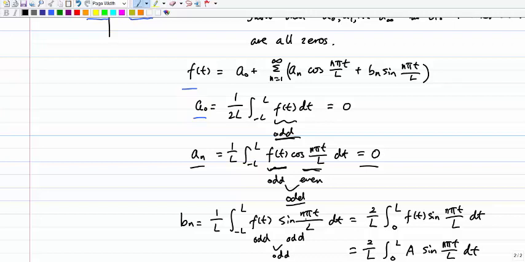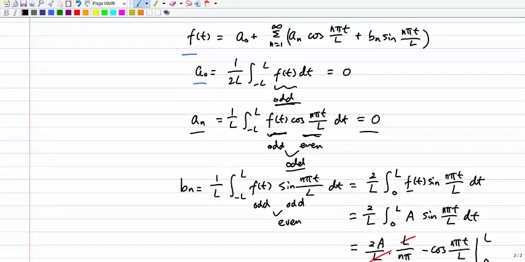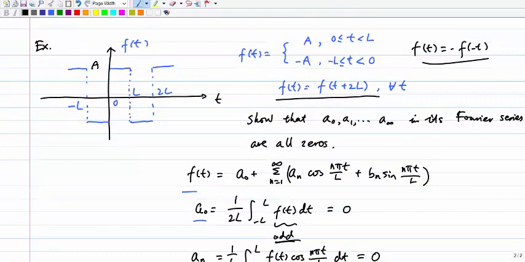Here f(t) is an odd function and sine(nπt/L) is an odd function, which means the product is an even function. For an even function, the integration is just twice the integration from 0 to L. So I combine the 2 with 1 over L, giving 2 over L times the integration from 0 to L of f(t) sine(nπt/L) dt. Here f(t) is just a, as defined here.